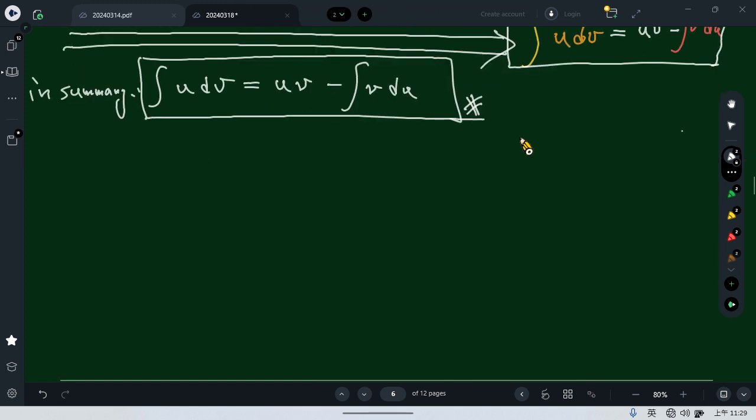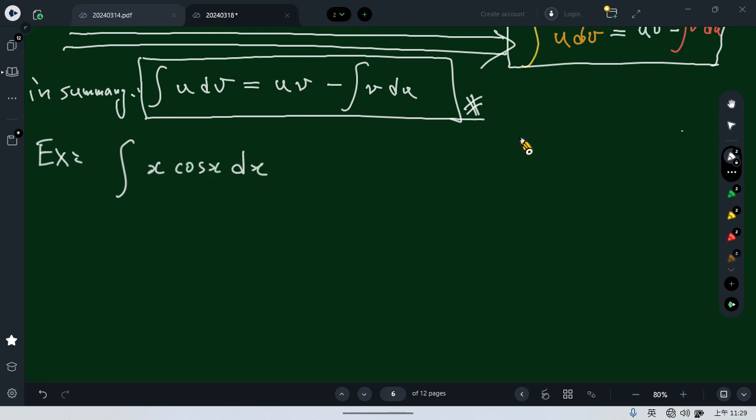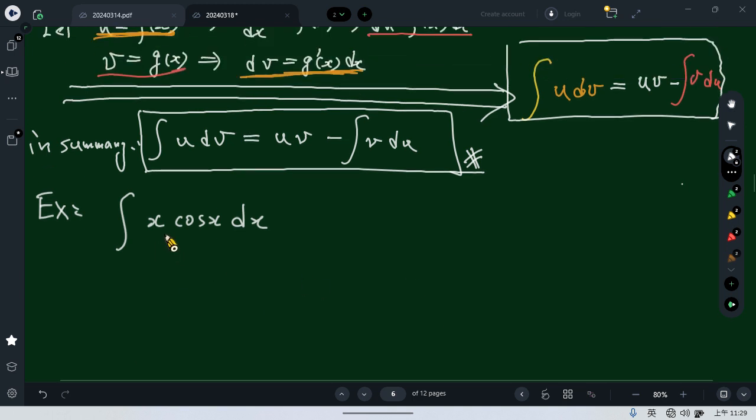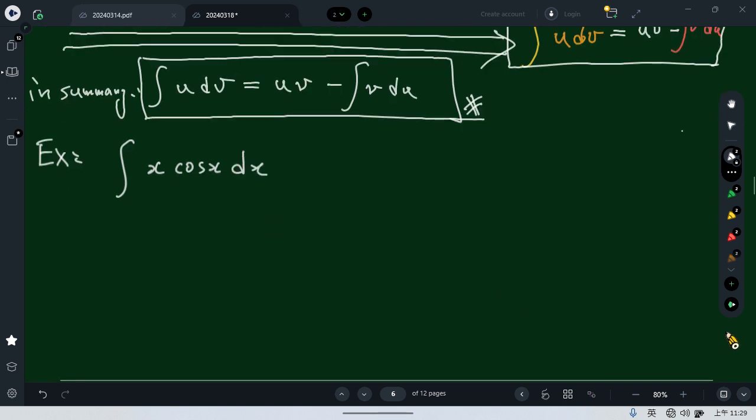I give you the first example. For example, if you want to integrate x cosine x dx, it's a typical f of x times g of x. I will show you the correct procedure, and later I will also show you some wrong procedures. I hope you can identify which one you should follow. Okay, so the correct one is this one.